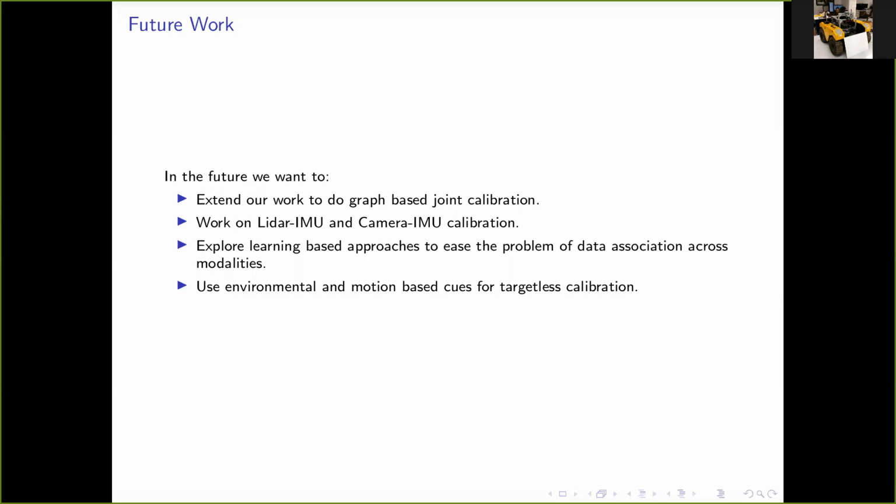In future, we want to leverage our current work to do joint calibration of multiple cameras and LIDARs using a graph-based approach. We also want to extend our work to include IMUs. We want to explore learning-based methods to solve the problem of data association across modalities. And lastly, we want to move to targetless calibration, which uses motion and environmental cues to do online calibration of robotic sensors.